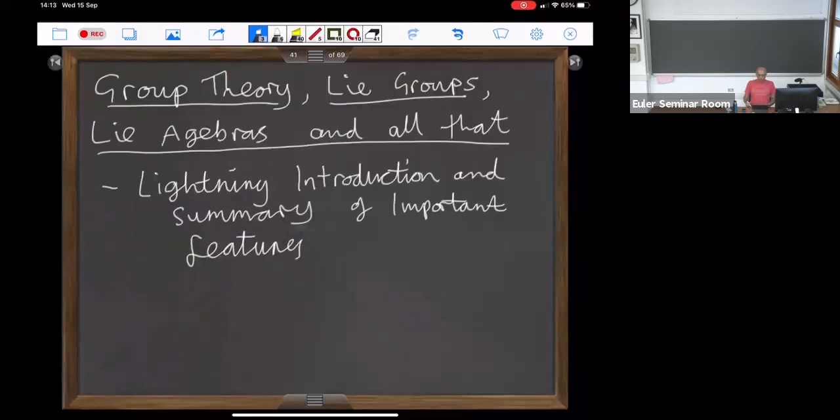Okay, so before we come back to the Lorentz group, we're going to do a sort of lightning introduction and summary to various concepts in group theory, in Lie groups in particular, Lie algebras and related things. Just kind of practical things that will stand you in good stead for many of the other courses. And some of this you'll also be covering in the quantum mechanics course with Narayan.